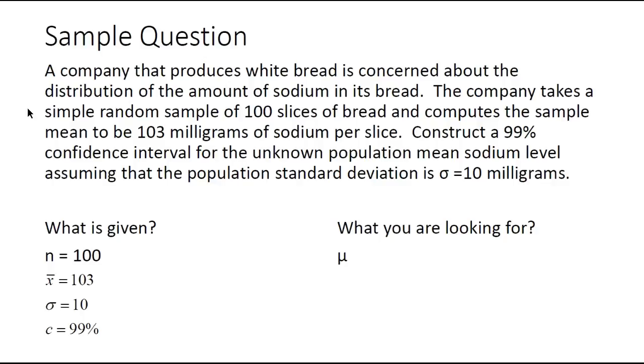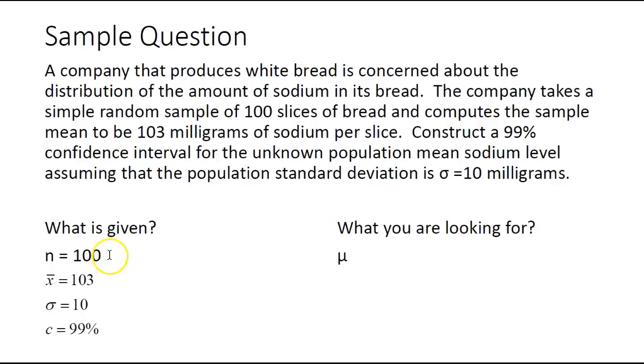It says we're going to construct a 99% confidence interval for the unknown population mean of the sodium level, and we're going to assume that the population standard deviation is 10 milligrams. Now that could have come from other bread that we work with or another company or maybe a different day. But this is given to us as a population standard deviation.